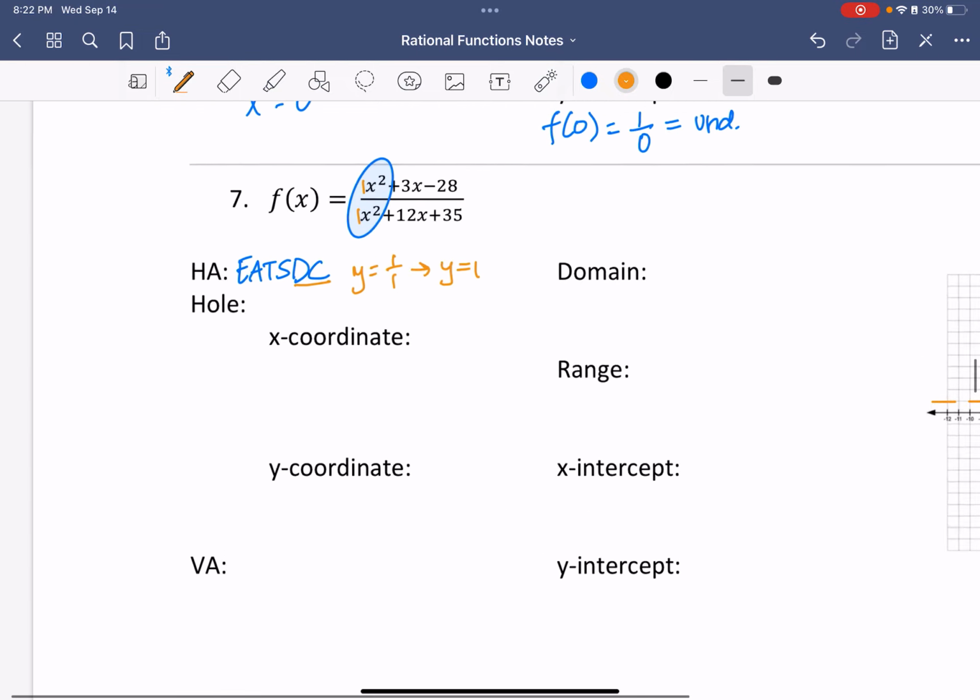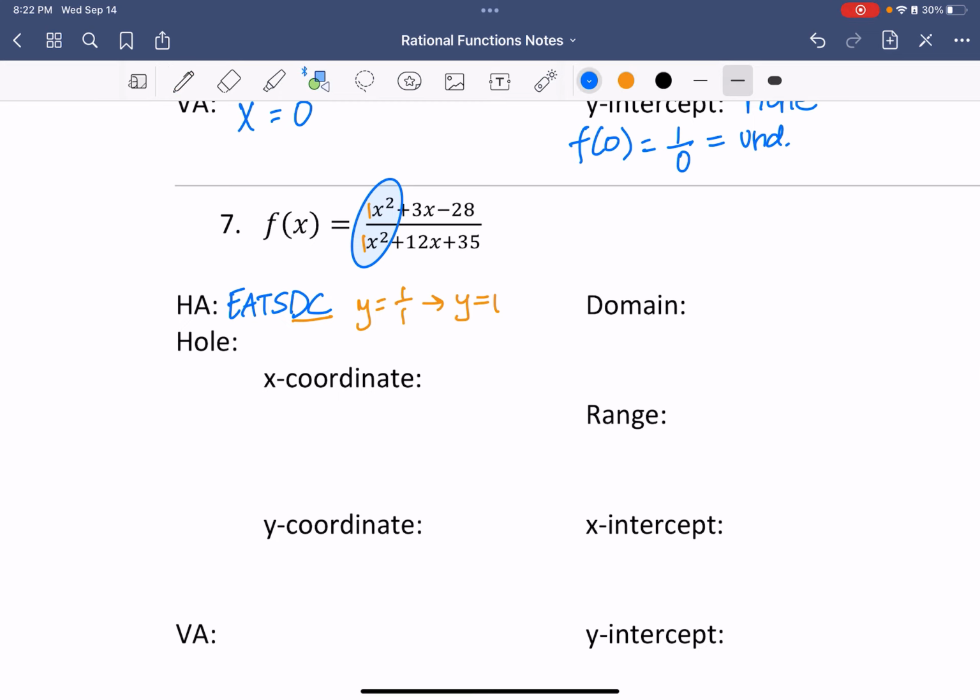Okay, now to factor. Using the x method for the numerator, we have a times c, which is negative 28, b is 3, a is 1x. So what two numbers multiply to negative 28 but add up to positive 3? Those two numbers are 7 and negative 4. Okay, so x plus 7, x minus 4.